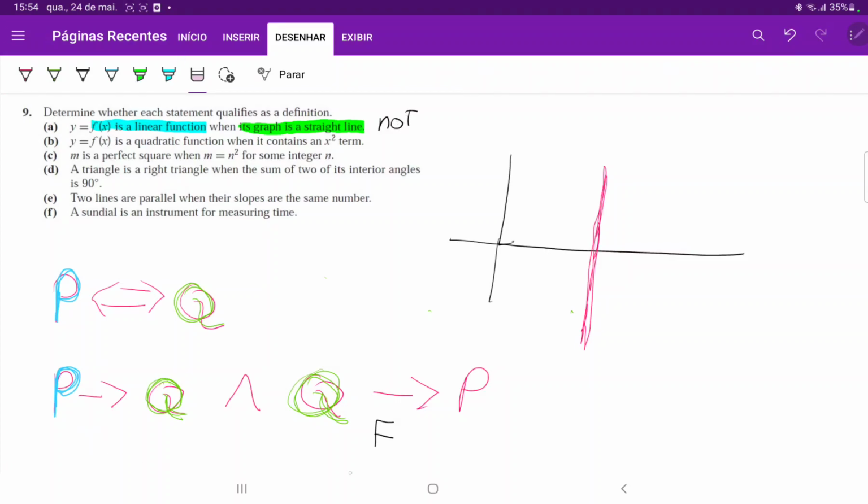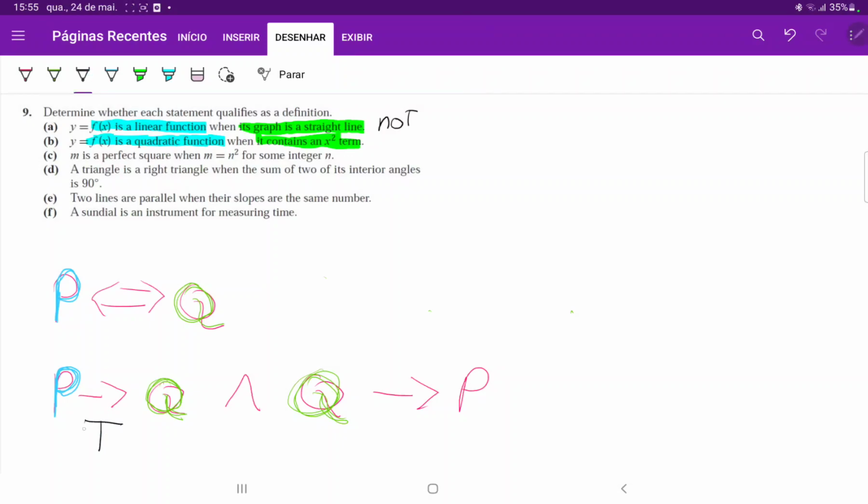So let's look at item B. For item B, our P is f of x is a quadratic function. I did that in a different color; I should have done that in blue. So our P is f of x is a quadratic function, and our Q is it contains an x squared term. So let's look at if P then Q. If f of x is a quadratic function, then it contains an x squared term, right? And that one is always true. So we're going to put true, because you can't have a quadratic function if it doesn't have an x squared.